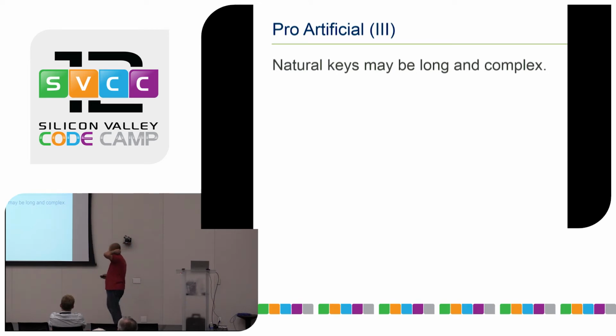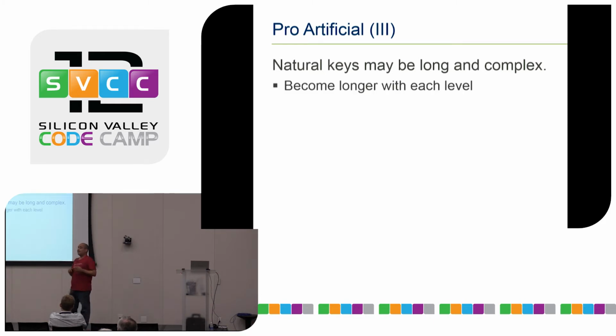Another claim that I hear is that natural keys may be long and complex, and that is true. We'll see that in a minute. With each level in the hierarchy, they become longer. What do I mean? Let's say I have a database that keeps tab of bank accounts, and I want to use natural keys.